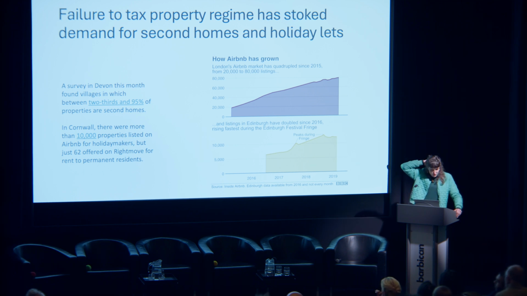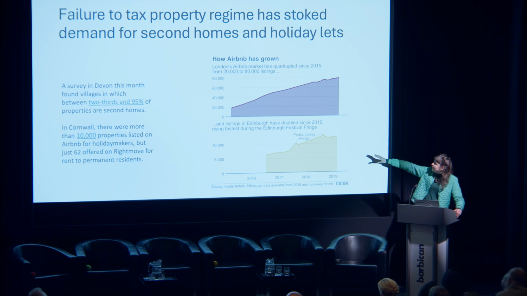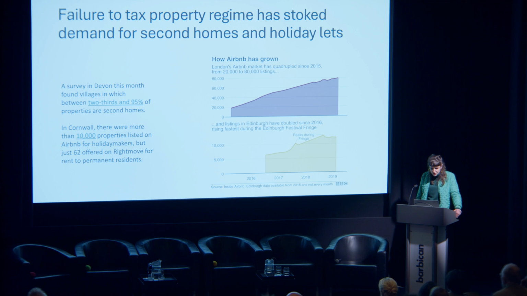This is just a few years out of date now, these figures, but a survey 2-3 years ago showed villages where 2/3 to 95% of properties were second homes. In Cornwall, we did a search: 10,000 properties listed on Airbnb for holiday makers compared to 62 listed on Rightmove for permanent residents. And it's not just the coastal areas. Here's London's Airbnb market quadrupling since 2015, and Edinburgh obviously very much affected too.